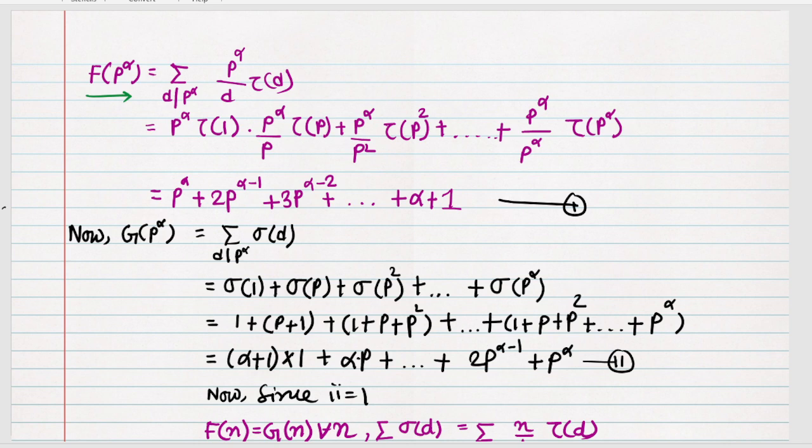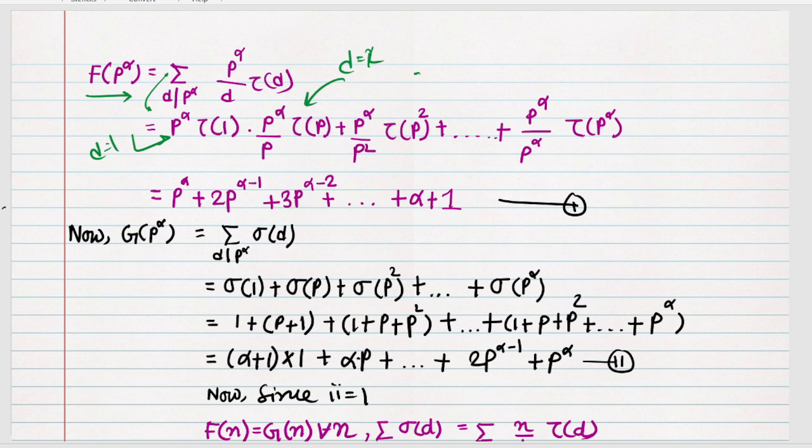So we are replacing n by p raised to the power alpha, and we have p raised to the power alpha by d tau of d. If we break the summation, then we have p raised to the power alpha tau of 1 for d equals 1, then for d equals 2 this happens, and similarly so on. That means p to the power alpha by p, and here it will be tau of p, and similarly p raised to the power alpha by p square and tau of p square.